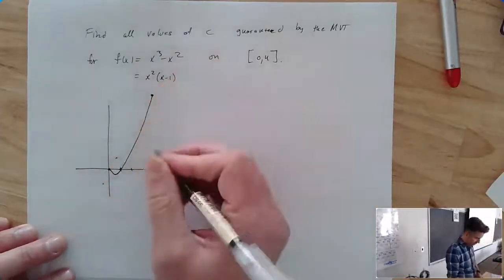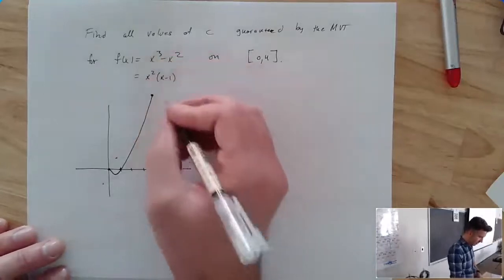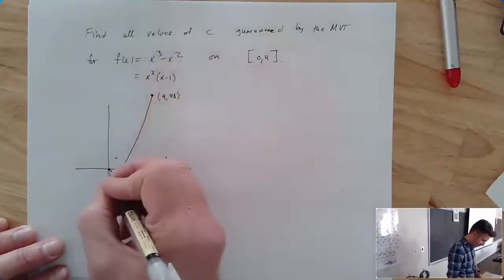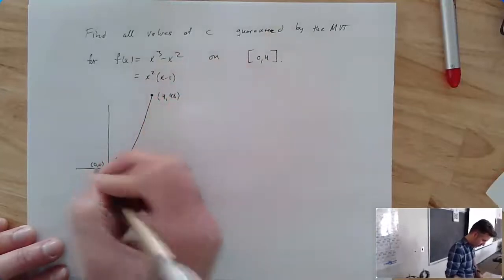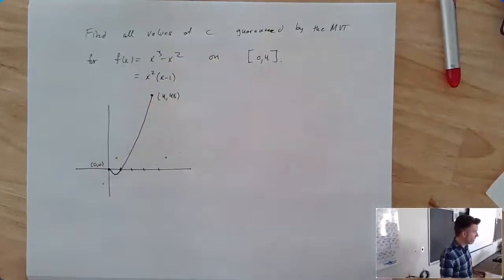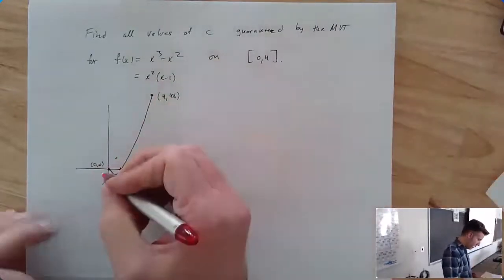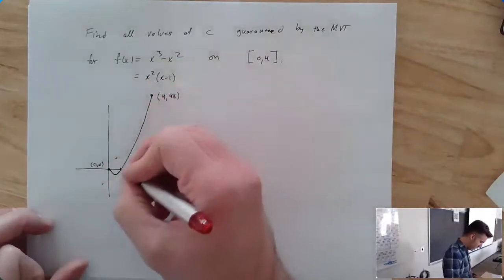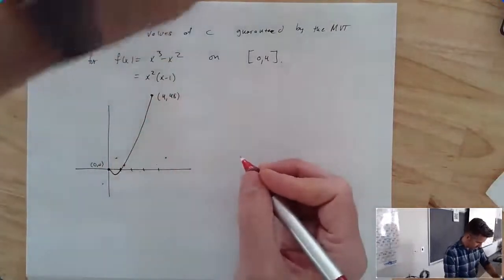And somewhere at 4 is probably equal to, let's see, it's going to be 64 minus 16, which is 48. You've got the point (4, 48), and you've got the point (0, 0). And what the mean value theorem is telling us is that somewhere between 0 and 4, there's a point where the slope of the tangent line is equal to the slope of this line connecting these two endpoints.